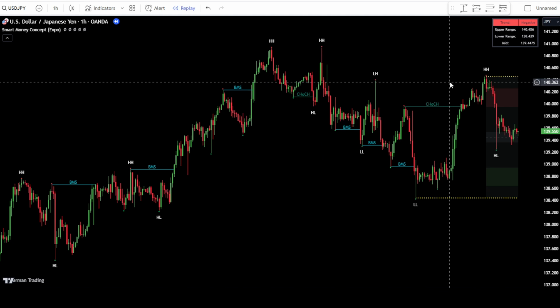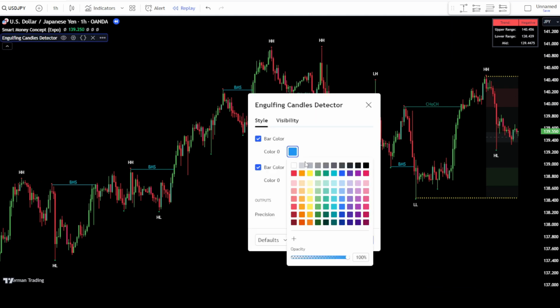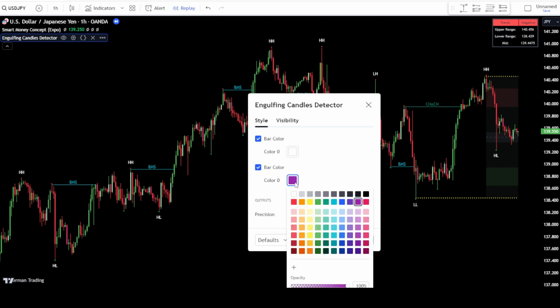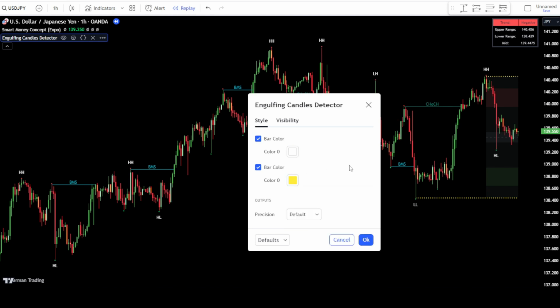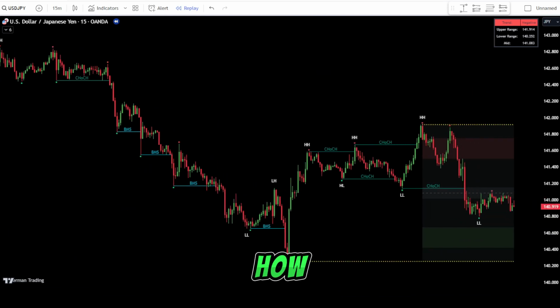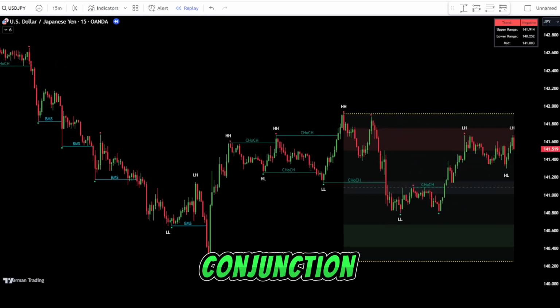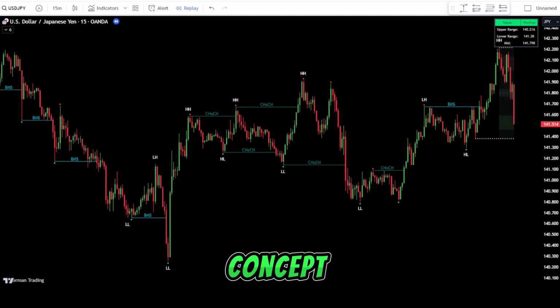Next, access the settings for the Engulfing Candles Detector indicator. In the Style tab, set the color of the engulfing candlesticks according to your preference, and then click OK to confirm the changes. Now, let's discuss how to place buy and sell orders using the Smart Money Concept Expo indicator in conjunction with this price action concept.